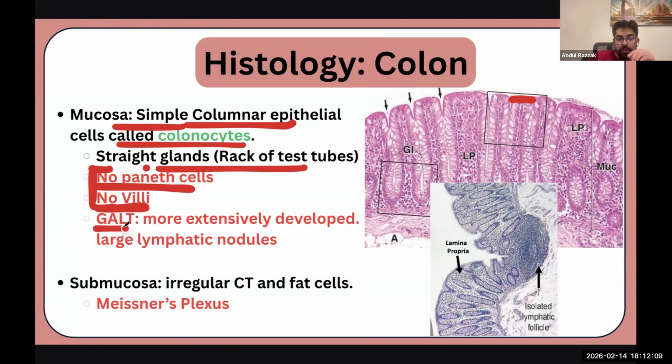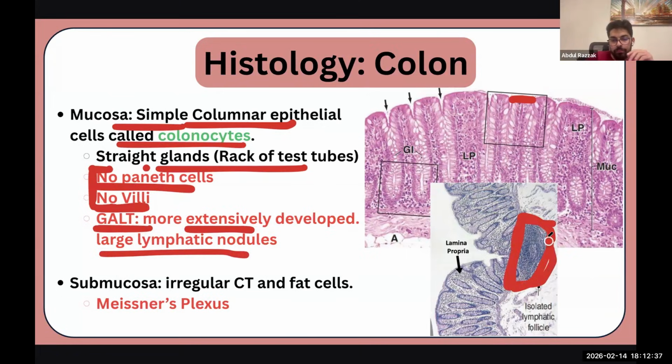And then you have GALT. GALT is basically just the lymphatic nodules all around the mucosa that are responsible for protection, تمام? And in the colon, they are extensively developed. They are very, very large and very, very complex. So if you were asked to mention a single identifying feature of the colon, if you write GALT, they're going to love you for it, تمام? It's very, very easy to identify, as well on histology.